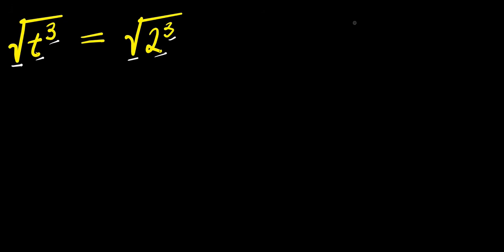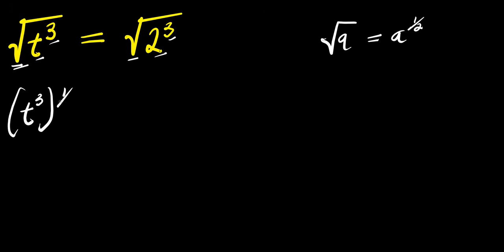Now, if you have square root of a, this equals a^(1/2). So square root of t^3 is the same thing as t^3 raised to the power of 1/2. And this equals square root of 2^3, which is the same thing as 2^3 raised to the power of 1/2.